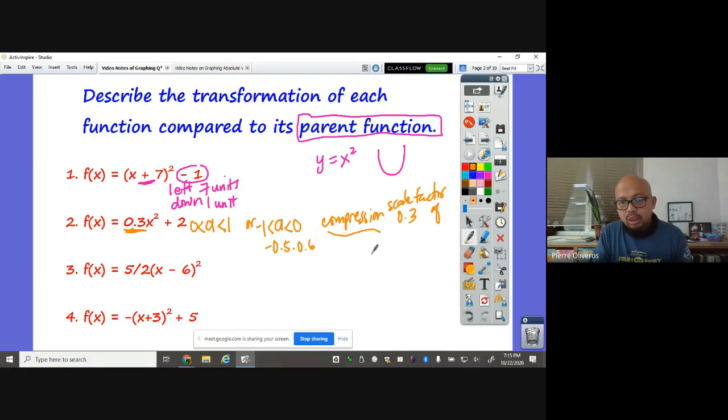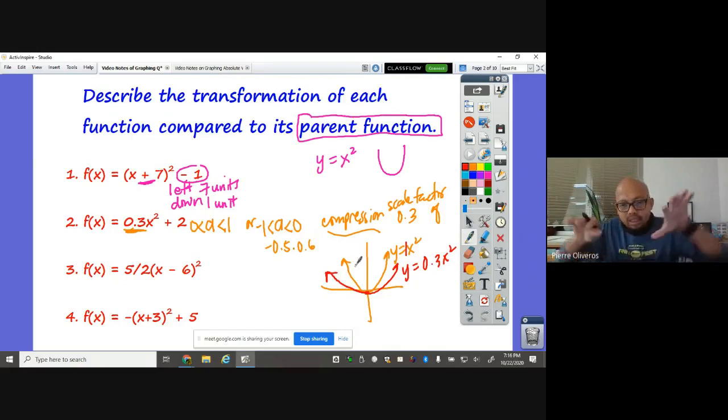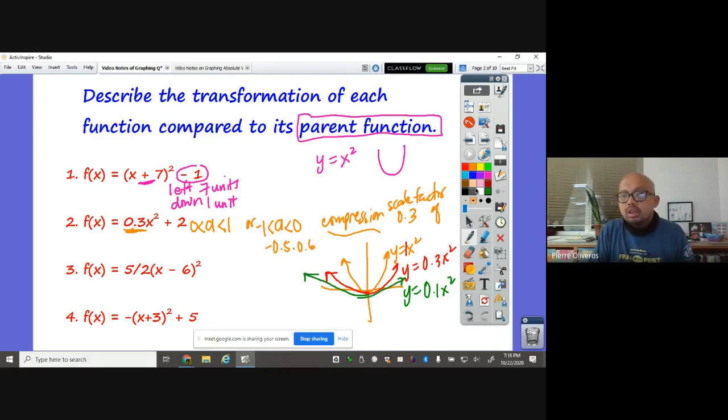What does compression mean? For your parent function, which is a U shape, y equals x squared, the value of a there is equal to 1. When it becomes less than 1, like 0.3 x squared, it becomes wider; the wings of the parabola become wider. If we have something smaller than 0.3, like 0.1 x squared, it's going to be way wider than that one. If it's something bigger than 1, like y equals 2x squared, it becomes a narrower graph.